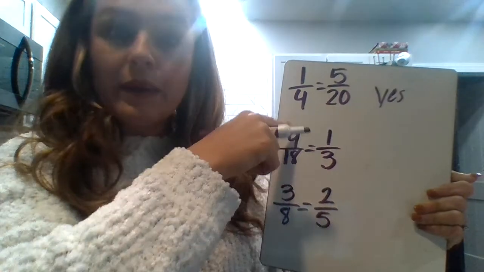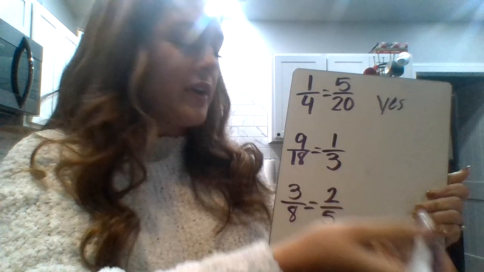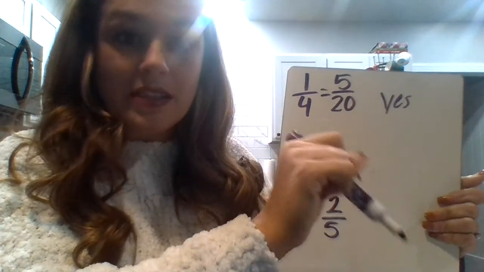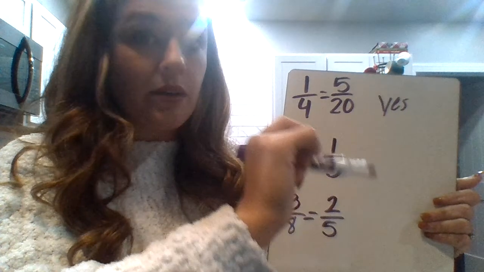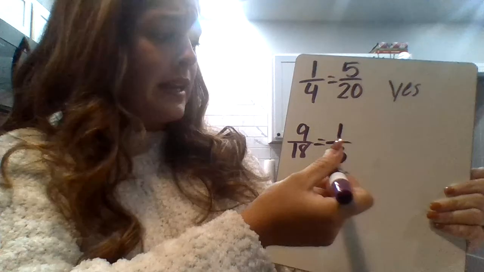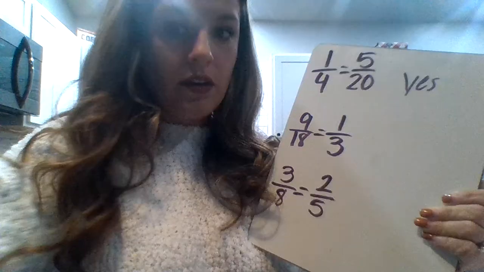We've got a bigger number going to smaller, so we have to divide. 9 divided by what equals 1? Anything divided by itself is 1. So 9 divided by 9 is 1. Is 18 divided by 9 3? No, it's 2. So this should actually be a half. It's not proportionate.